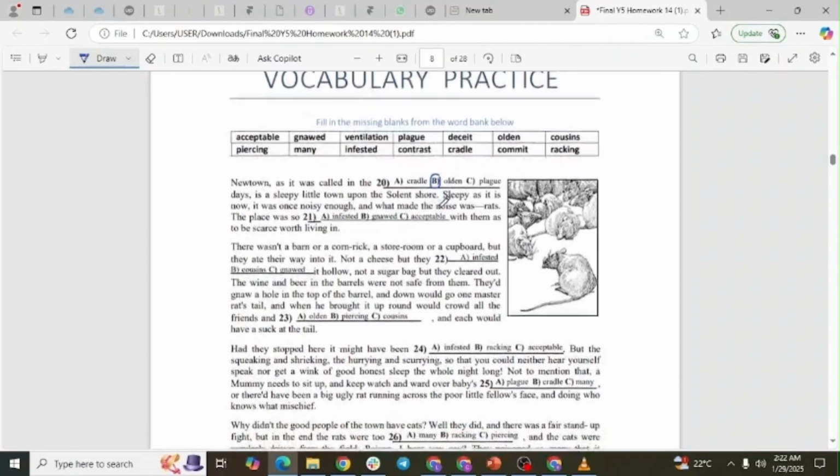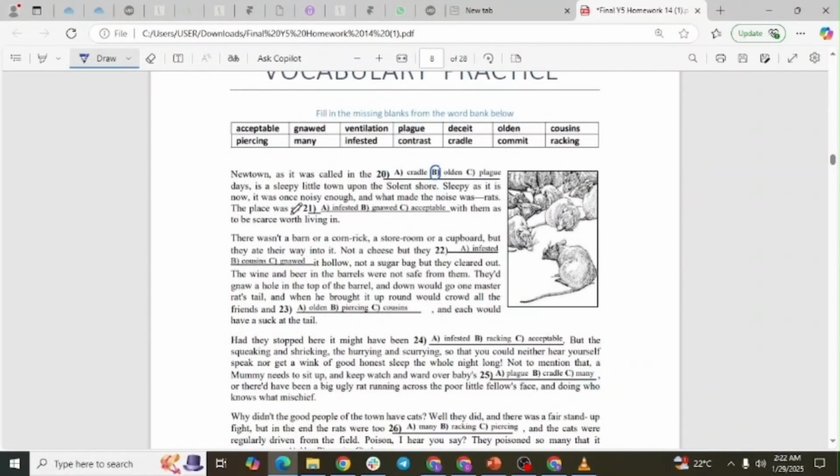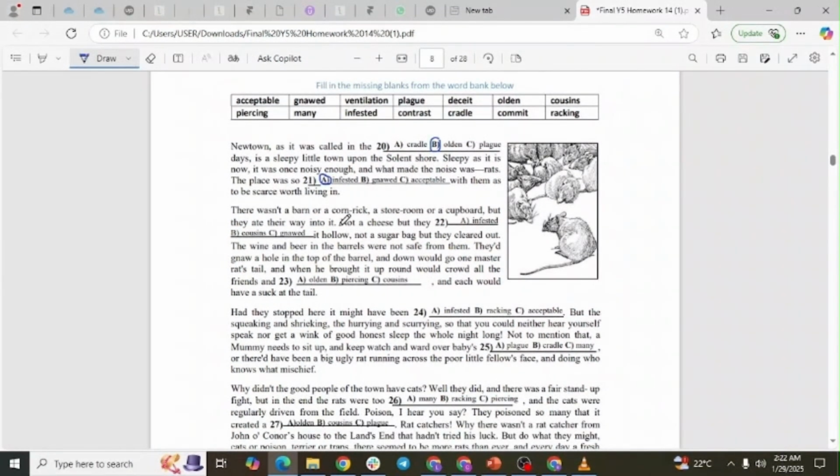Question 21. The place was so blank with rats as to be scarce worth living in. Options: A. Infested, B. Gnawed, C. Acceptable. Answer: A. Infested. Explanation. Infested with rats shows that the town was overrun by vermin. Gnawed, or acceptable, would not convey the same idea of a swarm.